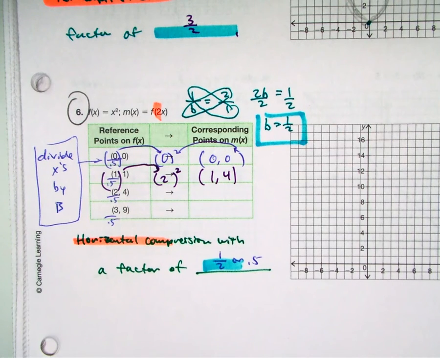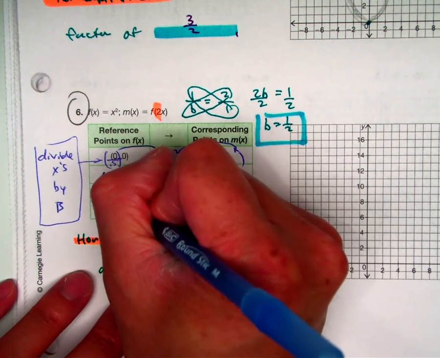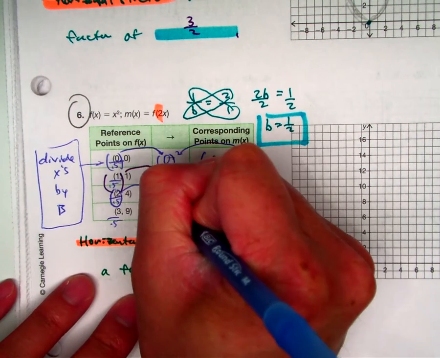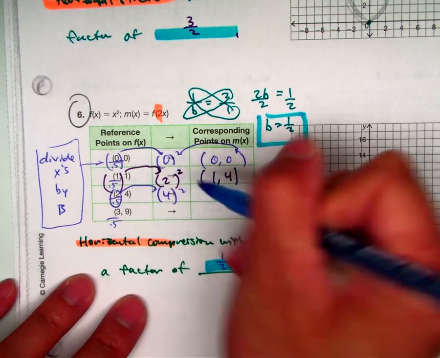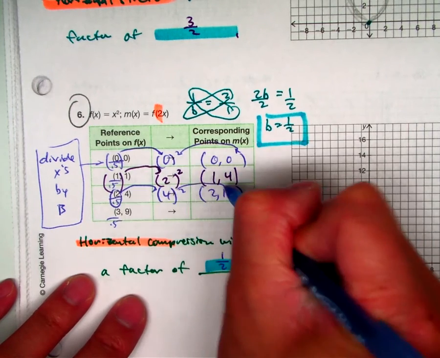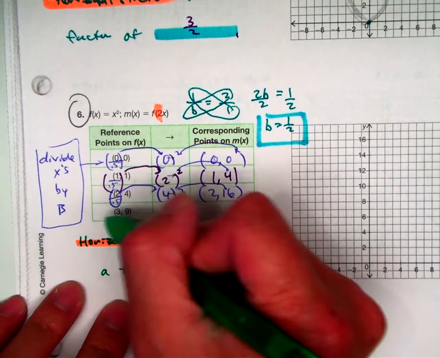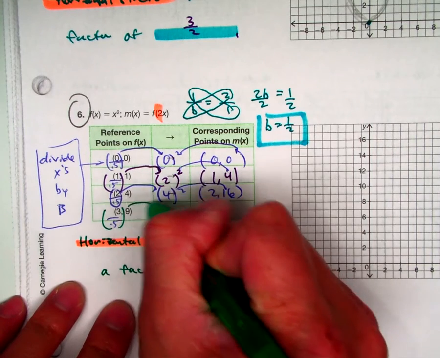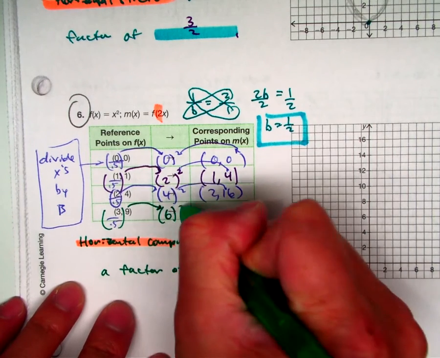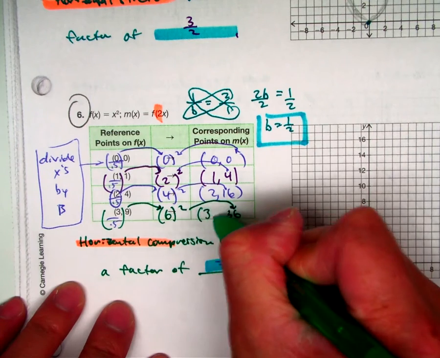Joe. 2 divided by 0.5? 4. 4 squared? 16. Order pair. 4, 16. Alright, going to that one. Thank you. Justin. 3 divided by 0.5? 6. 6 squared? 36. And our order pair is 6, 36.